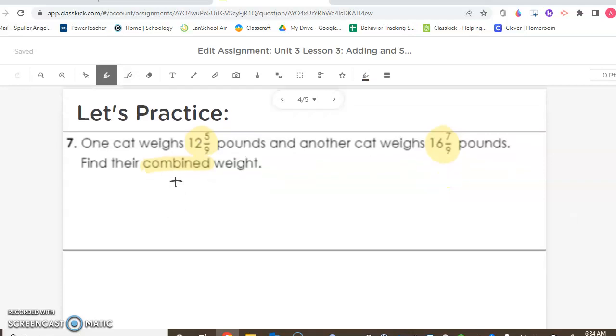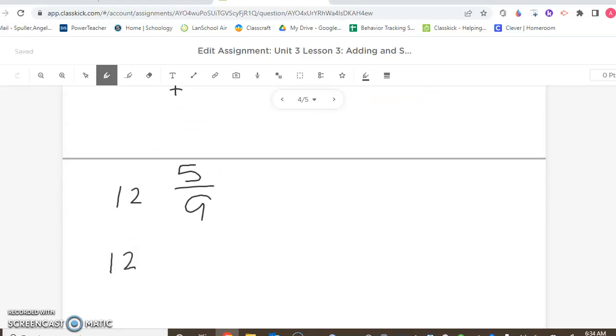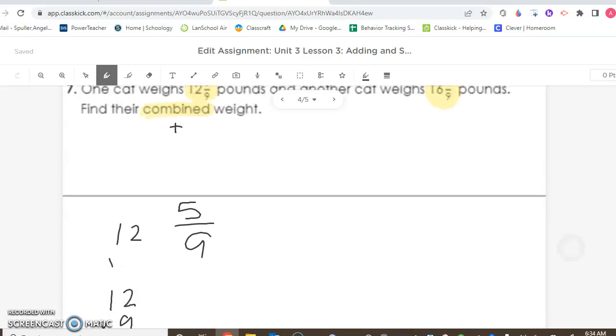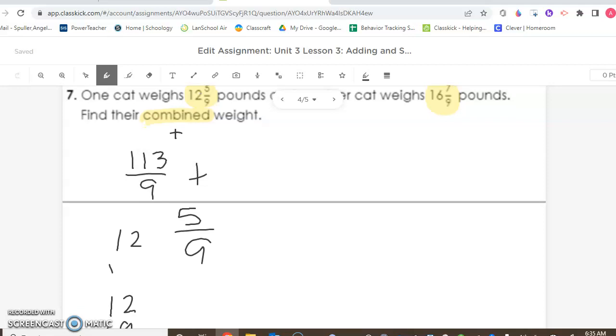Let's get them into improper fractions. 12, 5, and 9. Okay, so 9 times 12, well, I'm going to do this. That gets me 18, carry the 1, that gives me 108. So I'm going to have 108 plus 5, so 113 over 9 plus, well, let's go down here. We got this, 16 and 7 ninths.